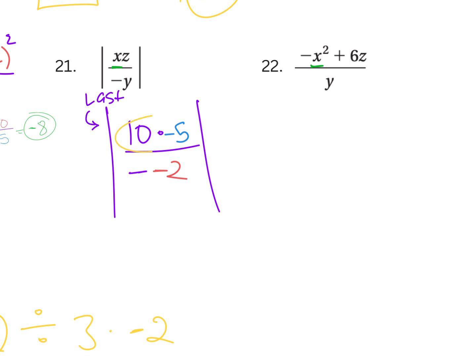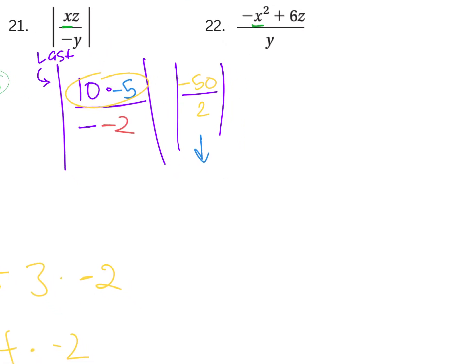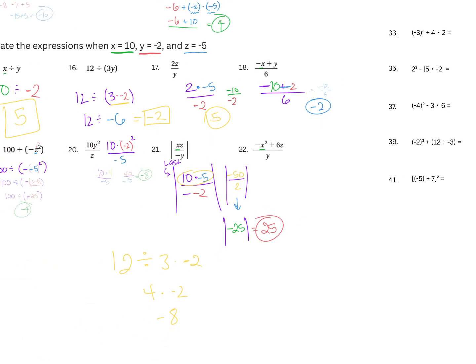So, 10 times negative 5 is negative 50. Over, check this out, a negative is positive. If I'm going to remove negativity, then I'm going to be adding 2, okay? Need my absolute value bars, but I'm not done with them, right? So now I'm going to divide negative 50 by 2, and I get negative 25. Absolute value bars are out there. My final answer is 25. Last one, 22.